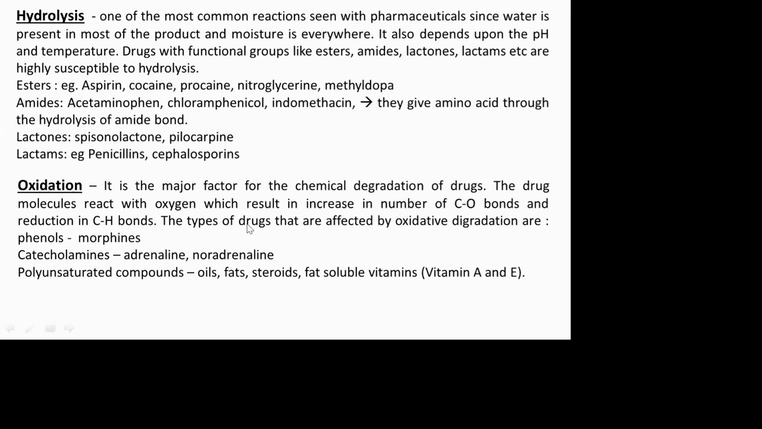There are certain types of drugs which are very susceptible to oxidative degradation. For example, phenols like morphine, and the drugs in catecholamine groups like adrenaline, also have a very high chance of oxidative degradation. Similarly, polyunsaturated compounds are also more likely to oxidize. What kind of compounds fall in this group? Like oils, fats, steroids, fat-soluble vitamins like vitamin A, vitamin E.